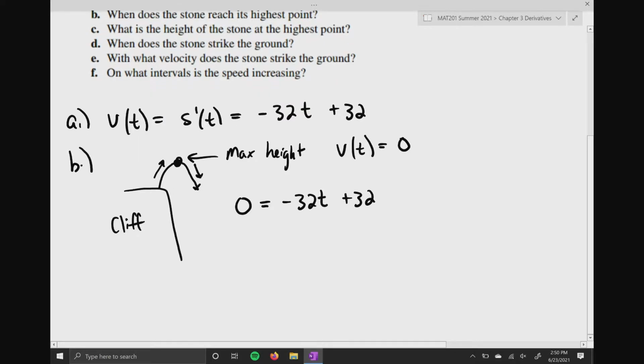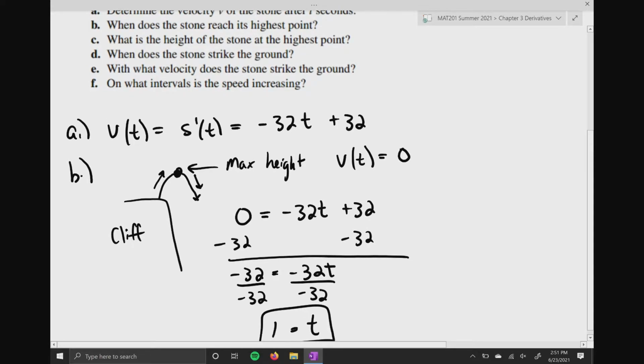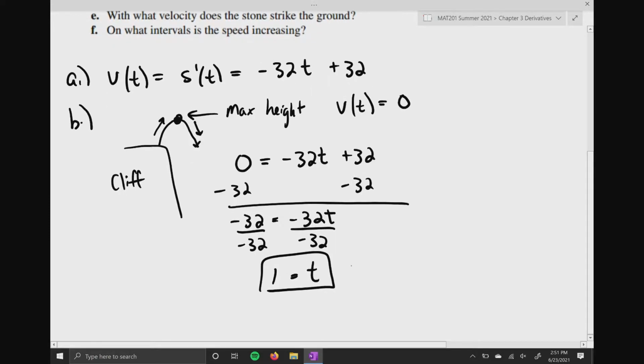So to solve this, I just subtract 32 from both sides. That's going to give me negative 32 equals negative 32t, and then divide by the coefficient of the variable term to give me t equals positive 1. So to answer the question, when does the stone reach its highest point? It reaches its highest point at 1 second.